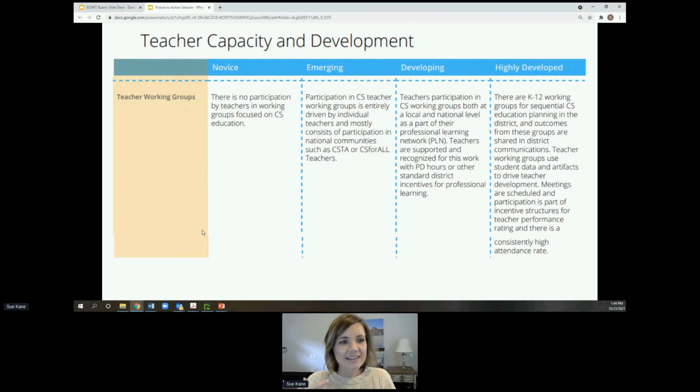But here you would see participation of teacher work groups, and they're working together, and they're maybe possibly connecting to outside organizations as well. So you see participation in things like, I'm a part of the CSTA in the Puget Sound or in Spokane, or I am part of the CS for All Teachers group, which is national. Those would be things that would put you in that emerging category. To be developed, you have to have some kind of cross networking thing happen.